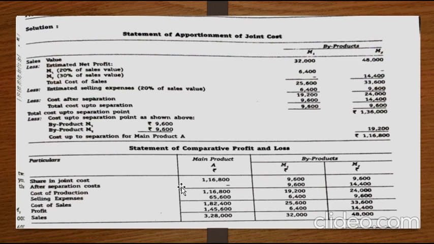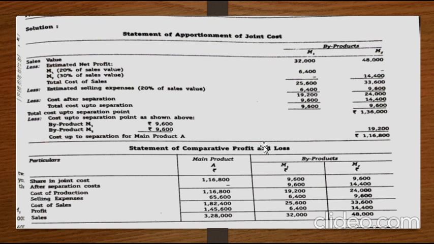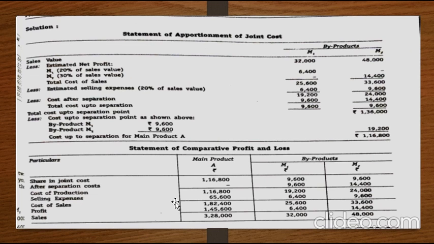So for A as well, selling expenses will be charged on the sales value. Sales value is given in the question. Just check the question. Sales value for A is 3,28,000. So 3,28,000 into 20% will give you 65,600. So how did you get this 65,600? Selling expenses are charged on sales value. So what is the sales value for product A? In the question it is 3,28,000. So charge on that: 3,28,000 into 20% will give you 65,600.